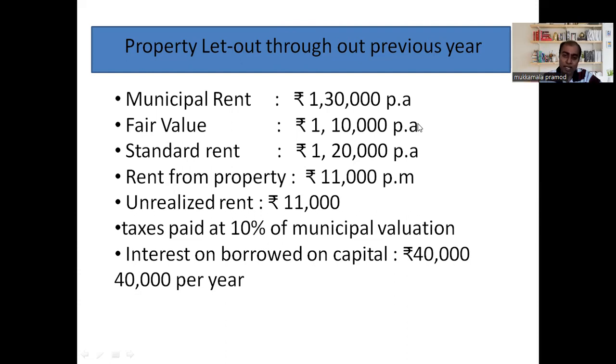And there is an unrealized rent of 1 month of around 11,000 rupees. And the taxes paid is 10% of the municipal valuation. And then there is a borrowed loan for the purpose of the house, and the interest paid during the year is 40,000. So let's see how do we calculate the gross annual value basing on these inputs.